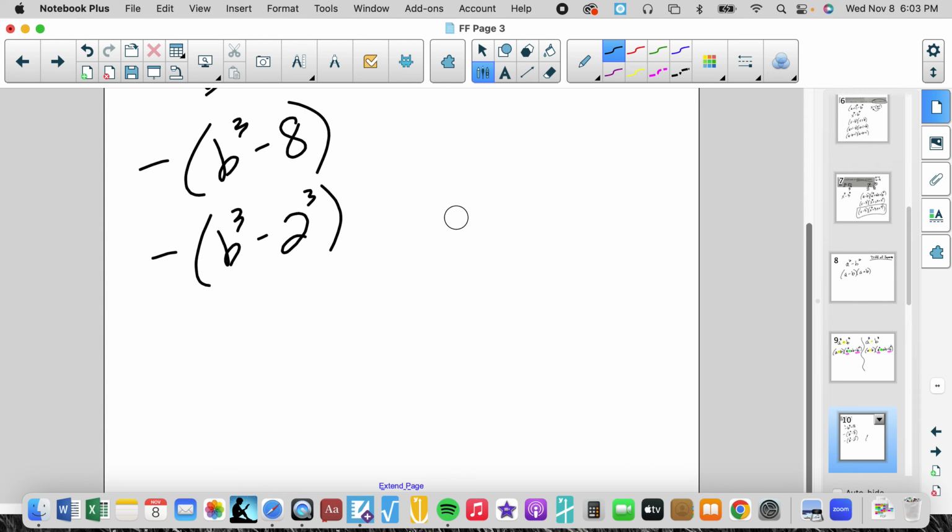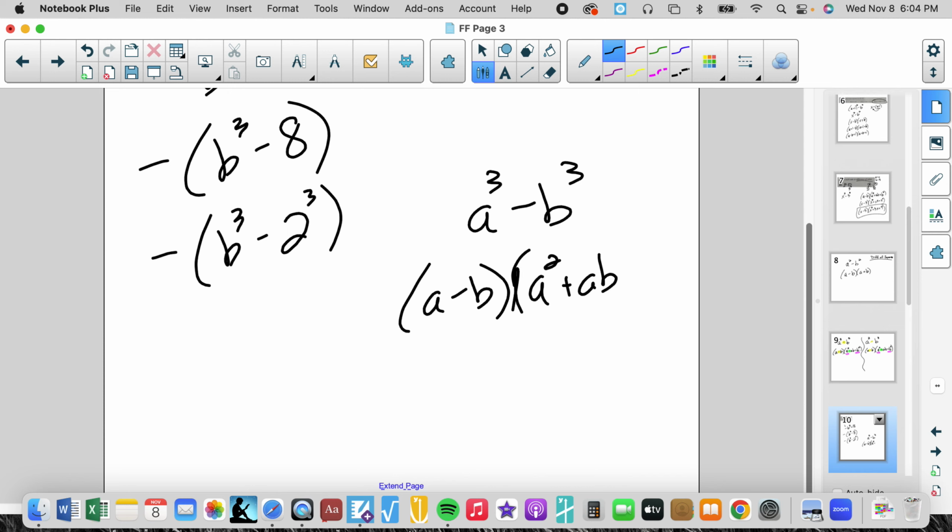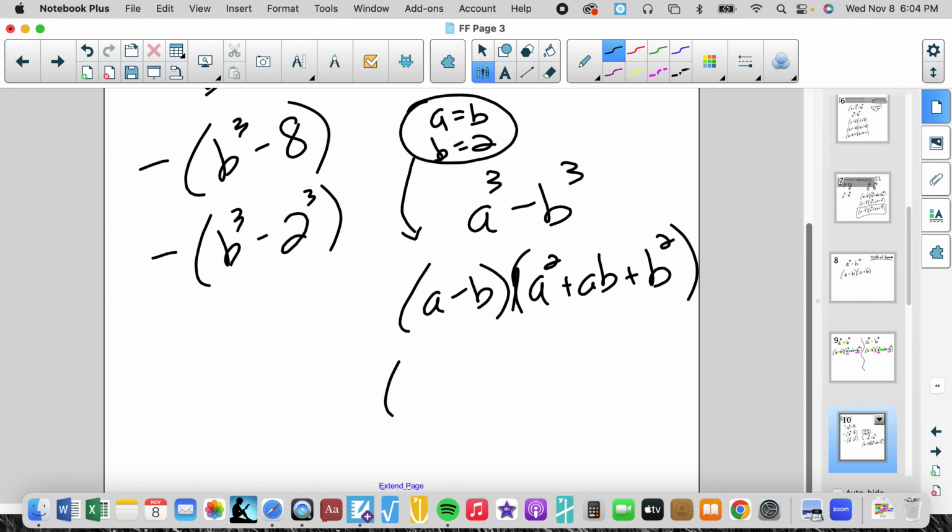So if I have a cubed minus b cubed, I have a minus b, a squared plus ab plus b squared, where my a is going to be b, I know that's confusing, and my b is going to be 2. So I'm going to plug those values back into this template. So if a is b, and we got that negative outside there also, don't forget the negative, that's going to be minus my b value, which is 2.